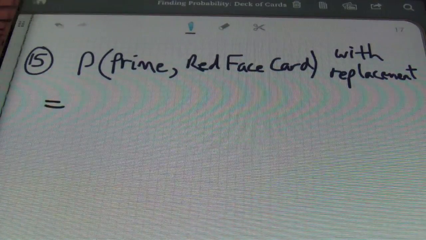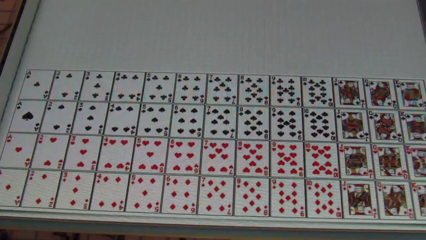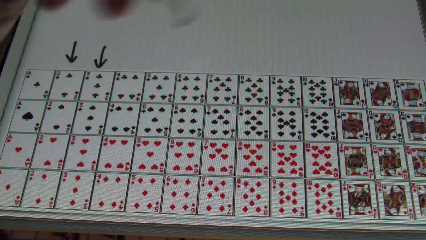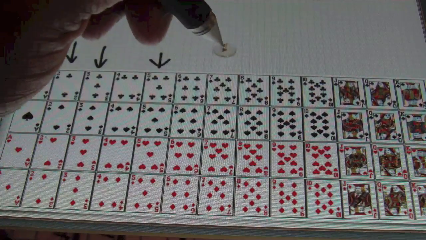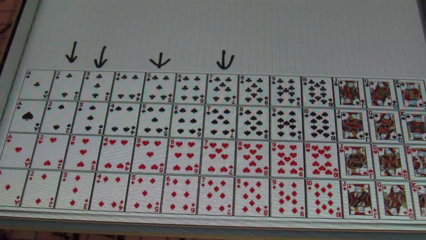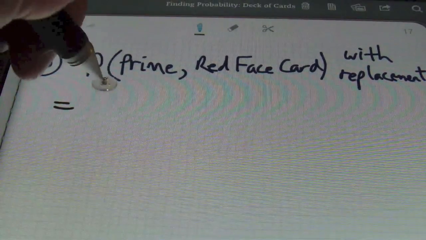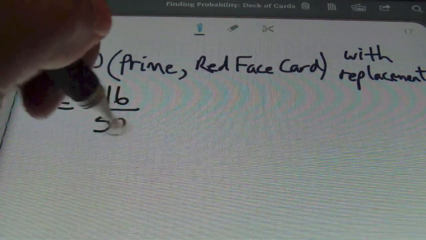Okay, so we're looking for prime numbers out of the numbers available in our deck of cards. I know that 2 is a prime number, 3 is a prime number, 5 is a prime number, and 7 is a prime number. Exactly. So that's 1, 2, 3, 4 numbers times 4, remember, because we have 4 suits. So that gives me 16 out of 52.